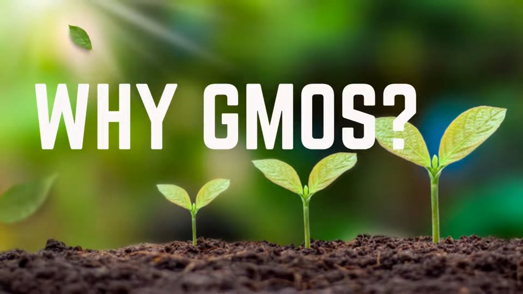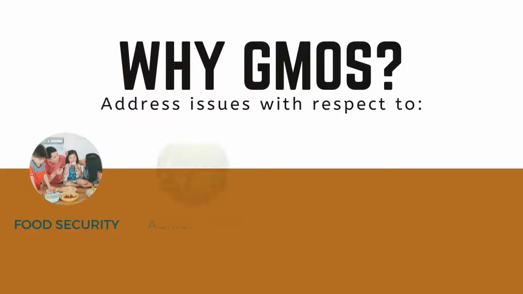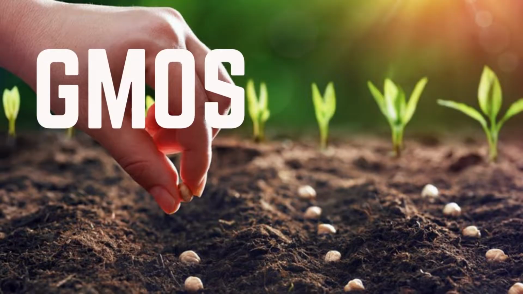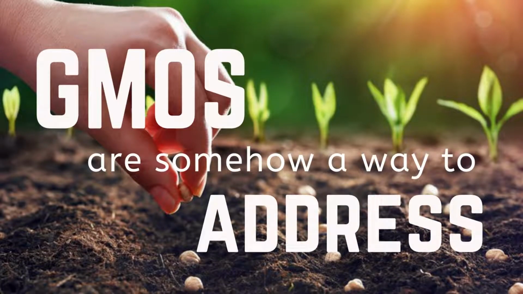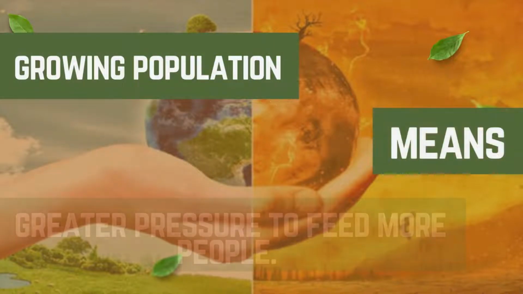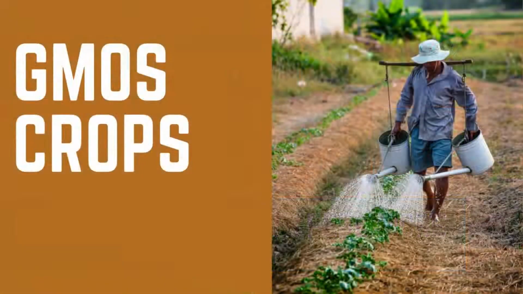Now, let's talk about why GMOs. What is its purpose? Research would tell us that GMO aims to address issues with regard to food security, agriculture, drug production, and nutrition. In other words, GMOs are somehow a way to address the growing global population and climate change. With a growing population, there is a greater pressure to feed more people. But let's dig deeper on that.